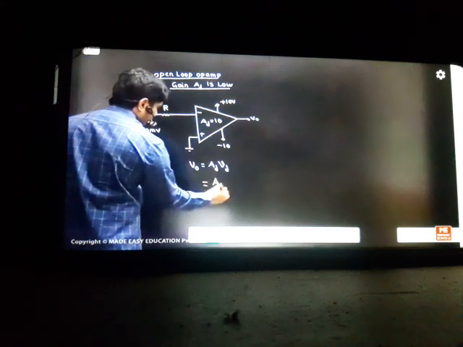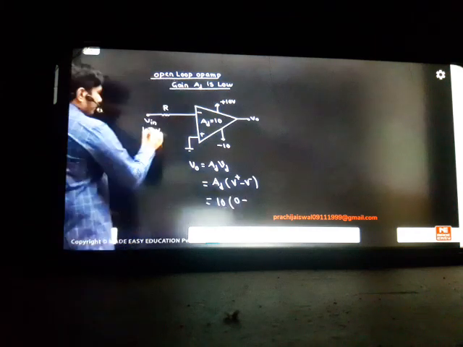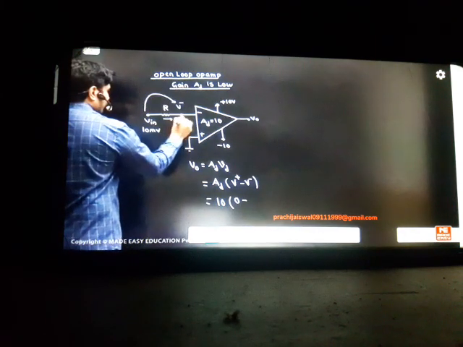Again I ask you the same question. Can you tell me what the output is? So I start applying the formula. V naught is AD into VD. VD is V plus minus V minus. AD is only 10, low gain you said. V plus is 0. V minus and VN are the same, because the current will go here and I minus will be 0.